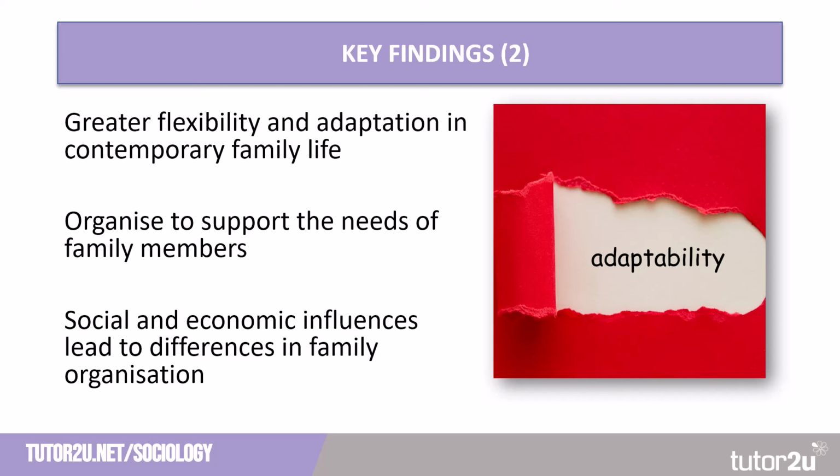Finally, the Rapoports' research highlighted how social and economic factors influence family structures. For example, economic pressures can lead to delayed marriage and childbearing, or increased cohabitation and divorce rates. Social policies and welfare support also play a crucial role in shaping family life, affecting issues like childcare, parental leave, and housing.